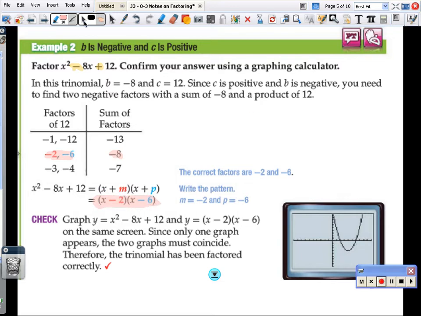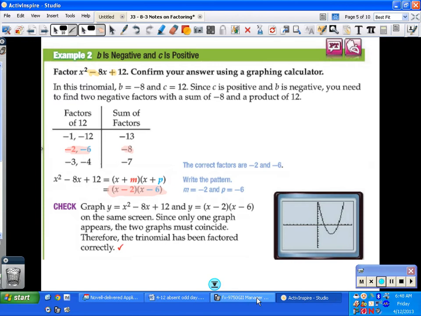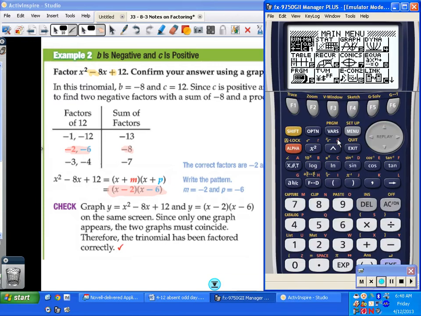Okay. The book also very neatly shows you a really nice way that you can check your answers using a graphing calculator. So I'll show you how to do that. If you go into your graphing calculator, I'll give you a second to get your calculators out.